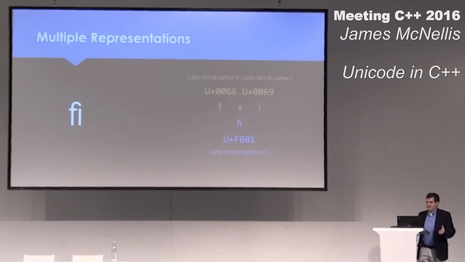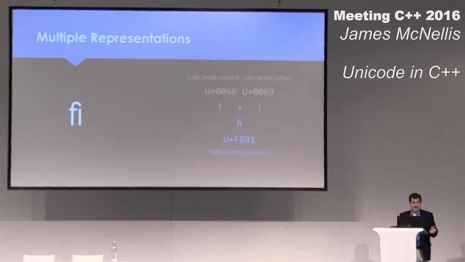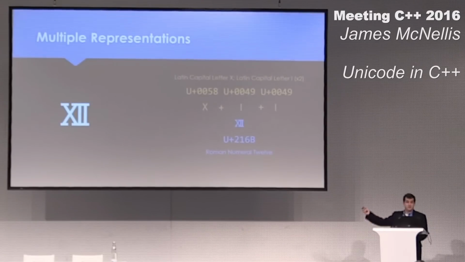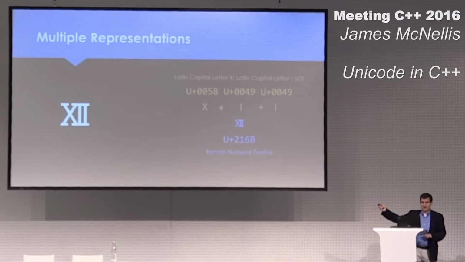We also have multiple representations of, say, this, for example. So we actually have a Latin small ligature FI. Should that be considered exactly the same as an F followed by an I? Maybe. Roman numeral 12, totally you don't want to type XII, so we've got one character for that. This is also for compatibility with some legacy character encoding.